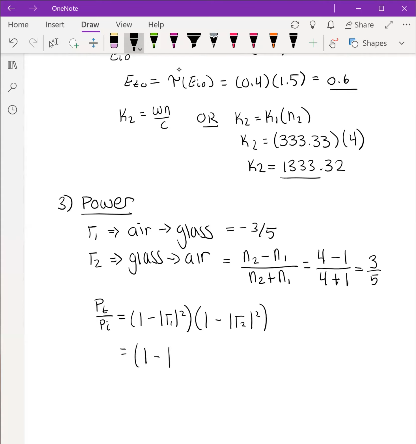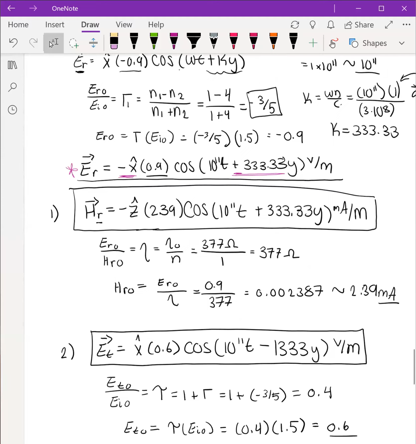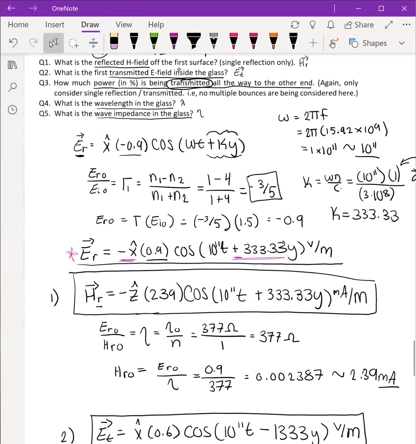1 minus the absolute value of gamma 1, -3/5, which is just 3/5, squared. And the absolute value of gamma 2 is also 3/5. So we're just going to square this entire equation, and that becomes 0.4096. The question asks how much power in percent is being transmitted, so to find the percent, we need to multiply this by 100. That gives us 40.96, and we're going to round that to 41%. So that is the power being transmitted all the way to the other end.